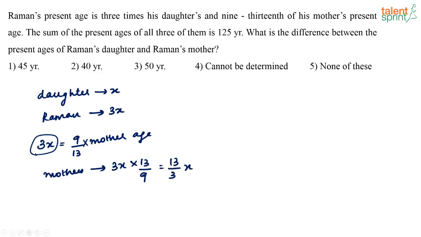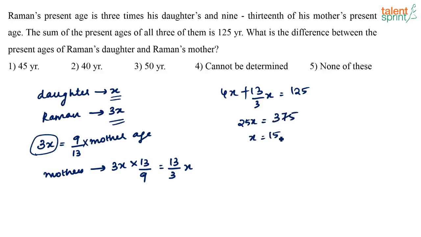Now, what are they saying? The sum of the present ages of all 3 of them is 125 years. So what is the sum of the ages of Raman, his daughter and his mother? Age of daughter plus Raman is 4x. So 4x plus mother's age, that is 13/3 x, is equal to 125. Or this is nothing but 12x plus 13x, that is 25x, is equal to 375. So what is x? x is equal to 15.